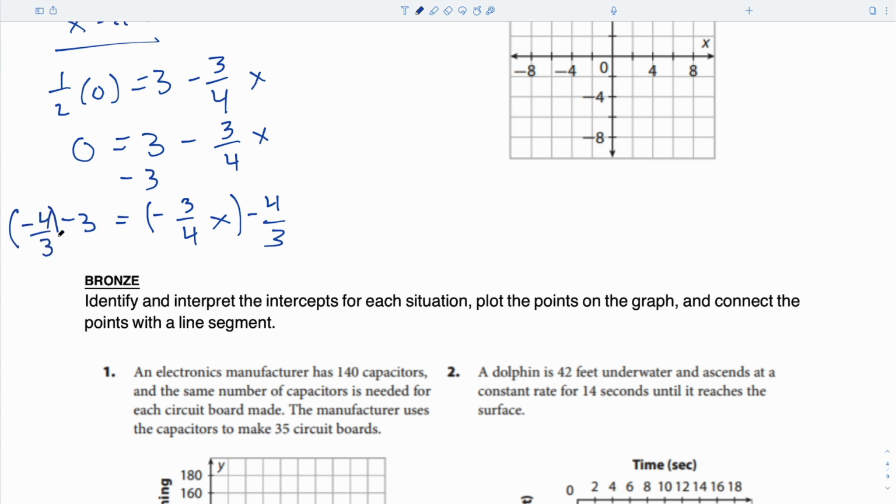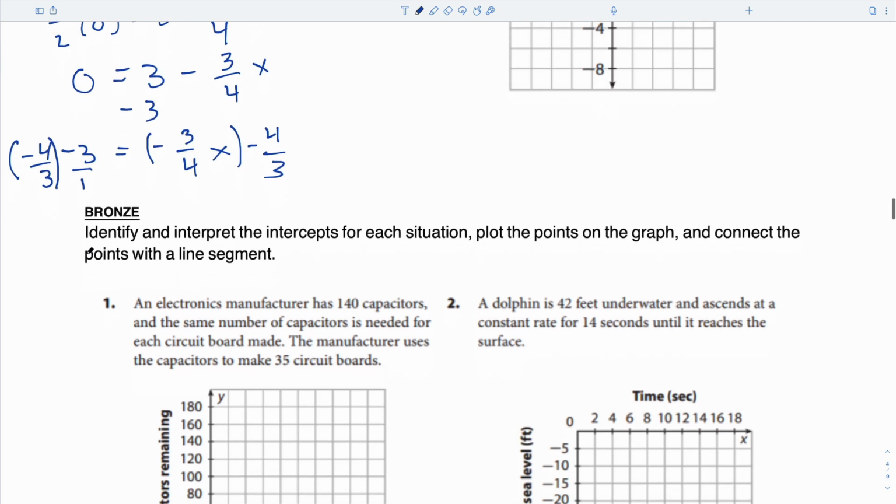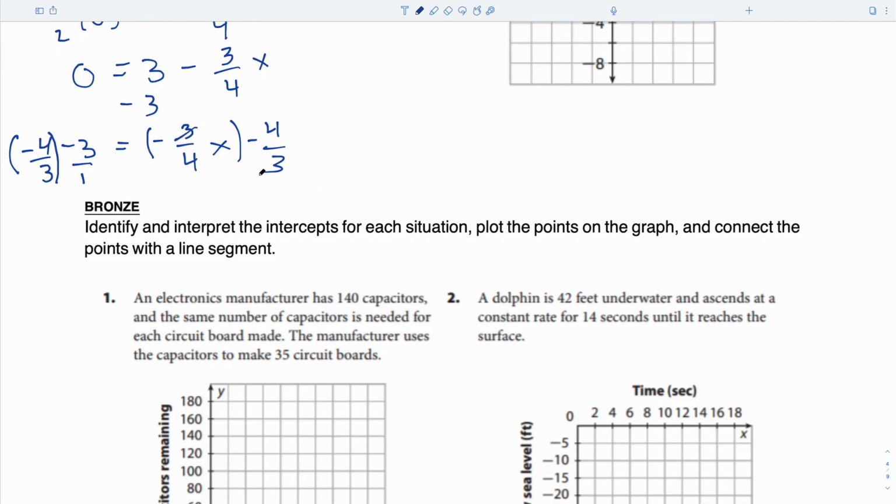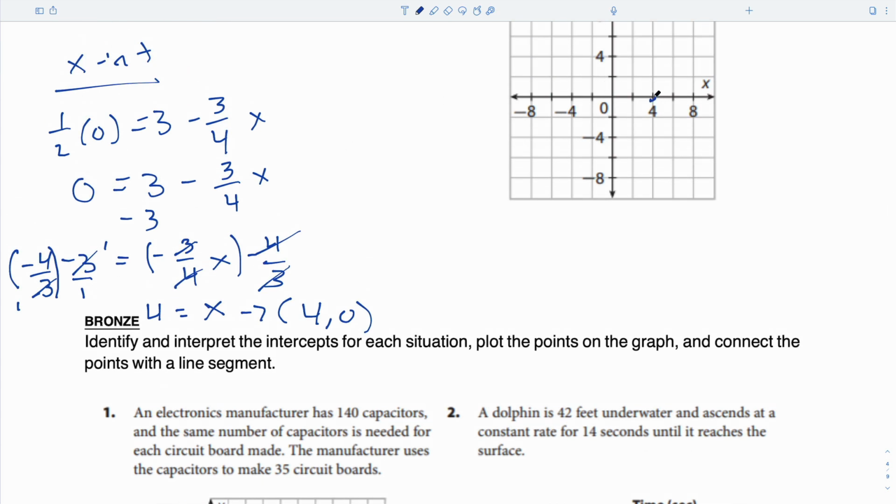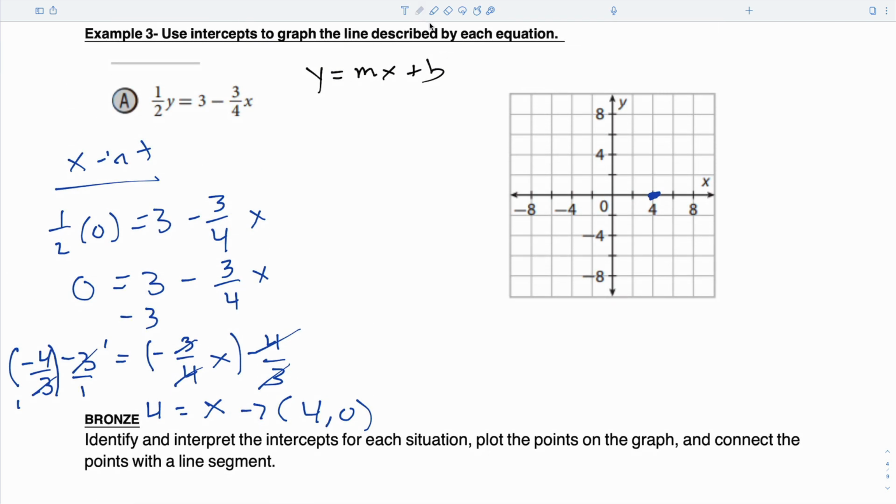We can make this negative 3 have a 1. And when you multiply by the reciprocal, on the right side, everything cancels out and leaves you with an X. On the left side, what does that simplify to? Is it negative or positive? 2 negatives make a positive, so that's going to be just positive 4. So X equals 4, your point is (4, 0). That's your X-intercept. Go over to 4, make a point. You have 1 point on a graph, but you need 2 to make a line. Let's get the Y-intercept.